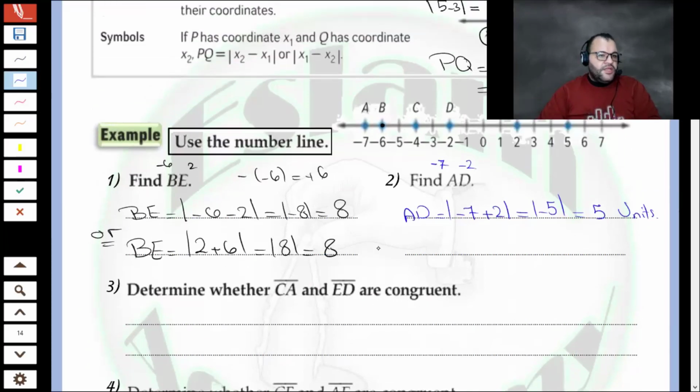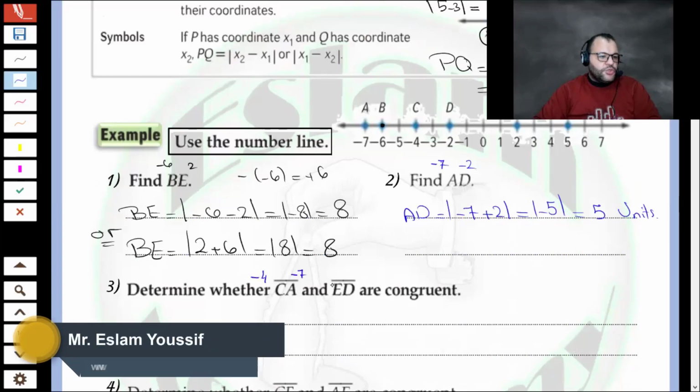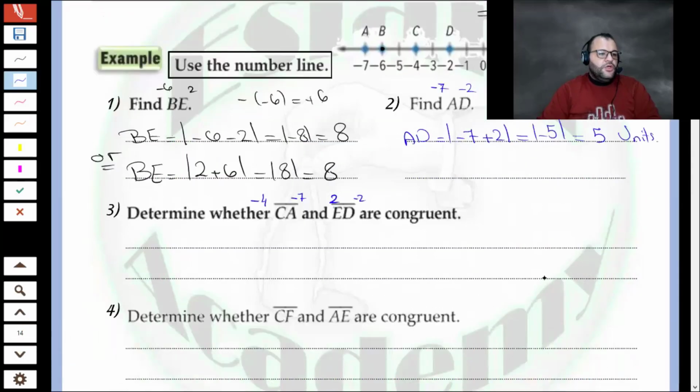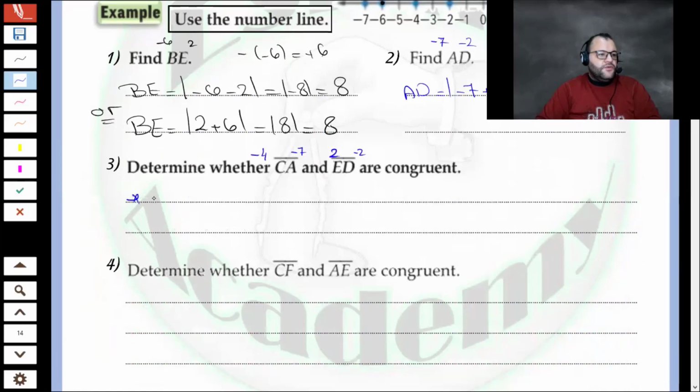So we need to find the length of CA. We know that C equals negative 4, and A equals negative 7. Let's put the numbers here to be clear, then we can solve it. E equals 2, and D equals negative 2. So now we can find the length of CA. The absolute value of negative 4 minus negative 7, which is plus 7, so it will be 3. And now ED equals the absolute value of 2 minus negative 2, which is plus 2, so it will be 4.